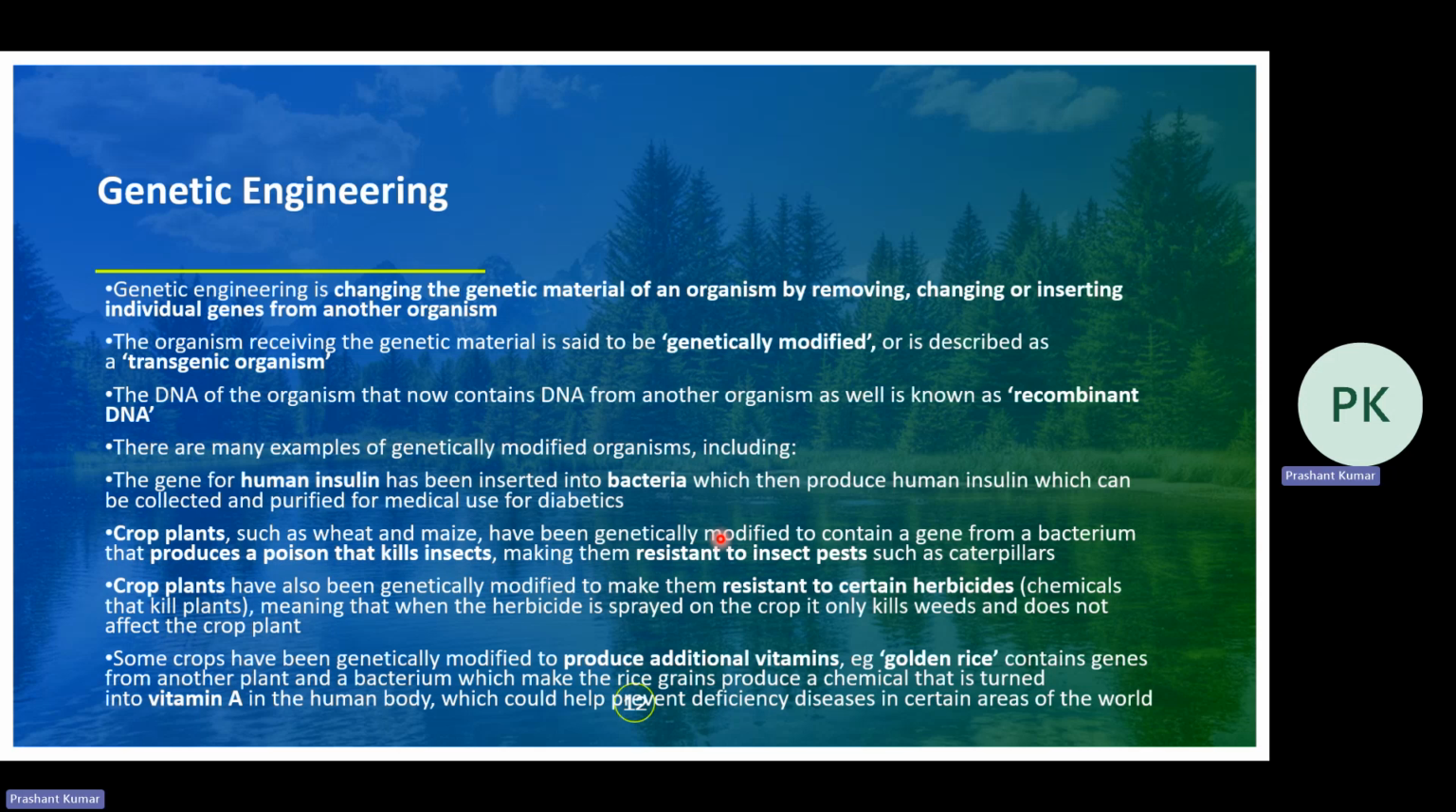There are many examples, such as human insulin. There are some crop plants which are insect free. Some crop plants are genetically modified with certain genes from bacteria to produce a kind of poison that kills insects. Wow. If an insect is going to feed on the plant, it is not going to survive. Some crops have been genetically modified to produce additional vitamins, such as golden rice, right? This rice contains vitamin A, and that could help to prevent deficiency disease in certain parts of the world.